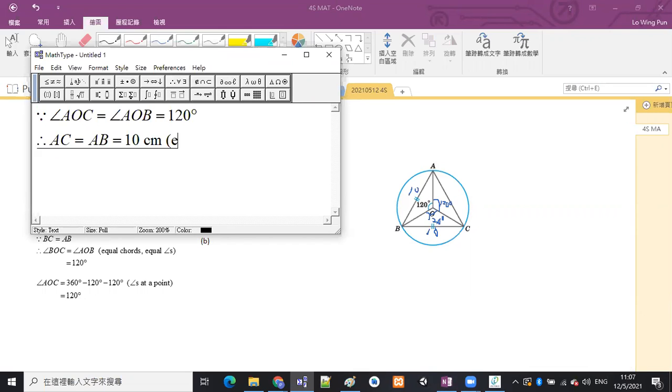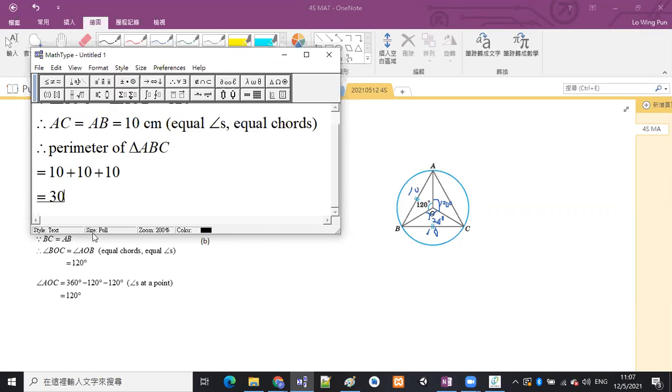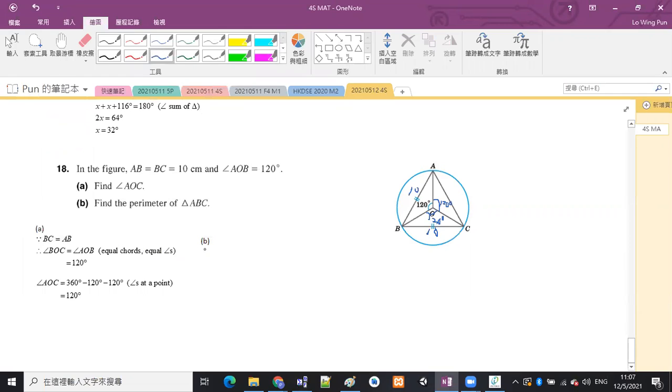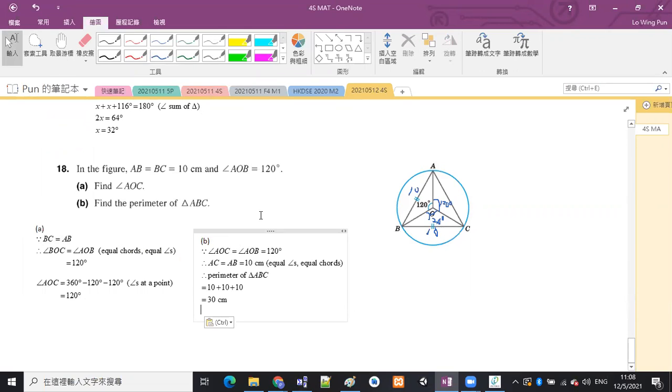And this is equal angles, equal chords, okay? Therefore, the perimeter of triangle ABC is equal to 10 plus 10 plus 10. That should be 30 cm. Okay, so that is the answer of part B.